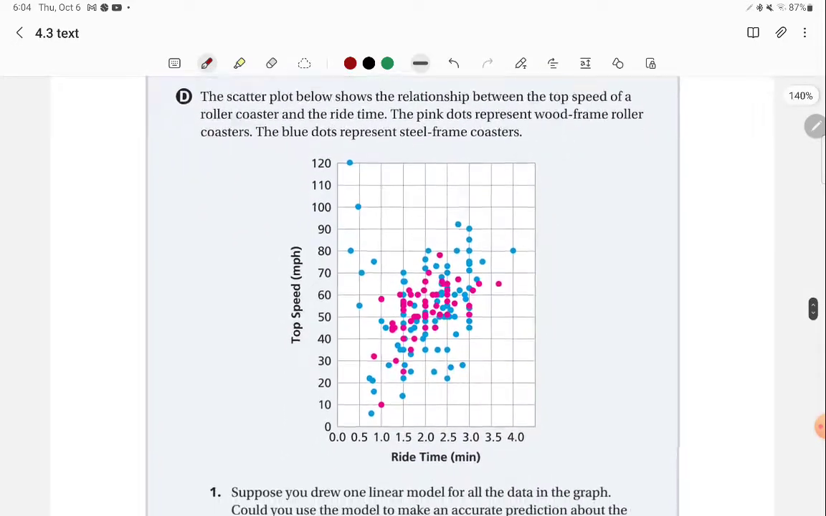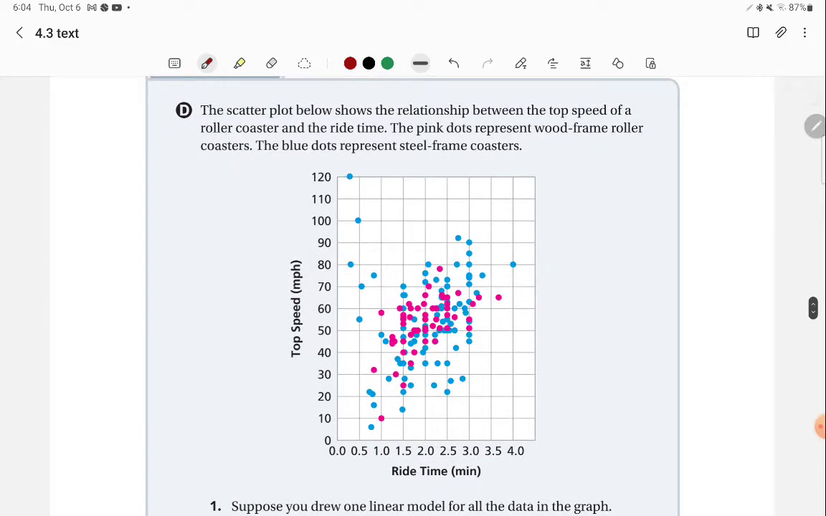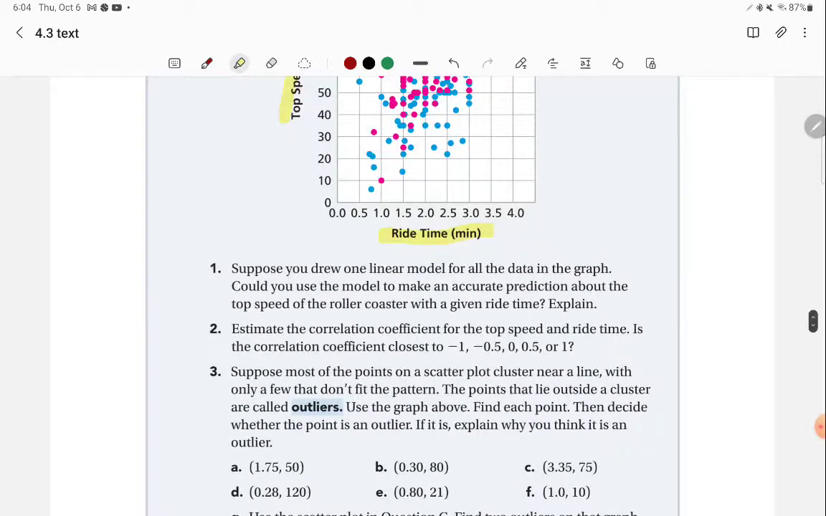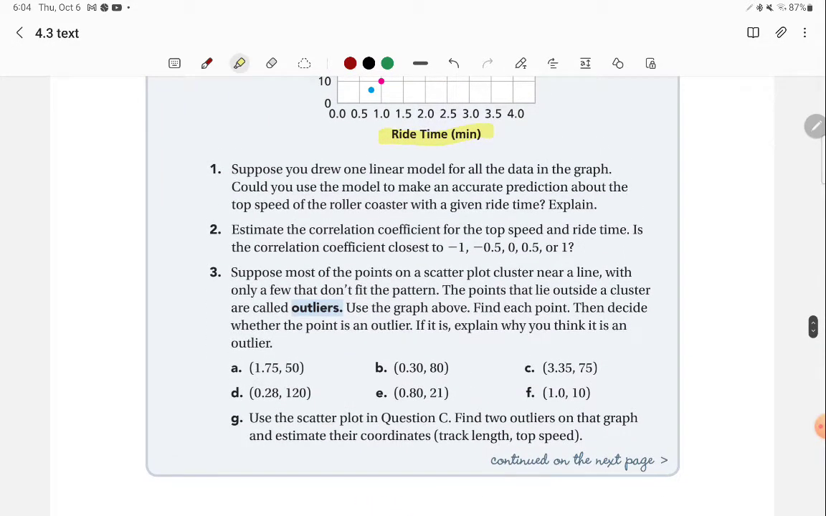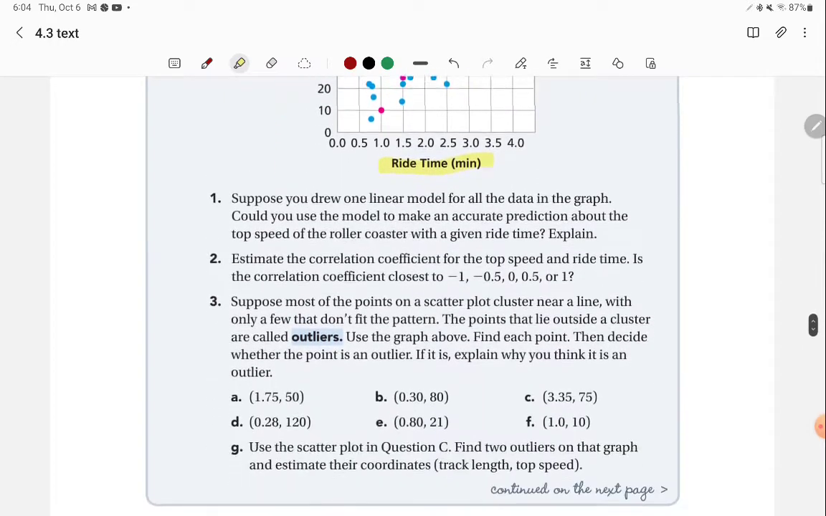This says the scatter plot below shows the relationship between the top speed of a roller coaster and the ride time. The pink dots represent wood and the blue dots represent the steel frame roller coaster. So the two variables we're comparing this time is top speed and the ride time. And we're looking if there's a relationship between those two things. On number 1, go ahead and answer numbers 1, 2, and 3. We should be able to answer all of these. Answer 1, 2, and 3, and then come back to the video to see how you did.